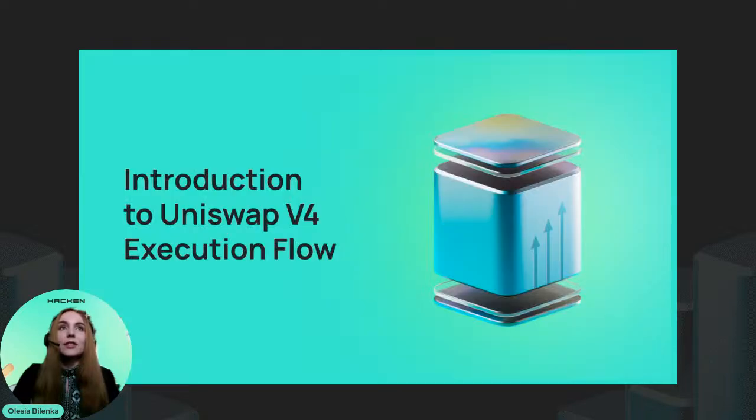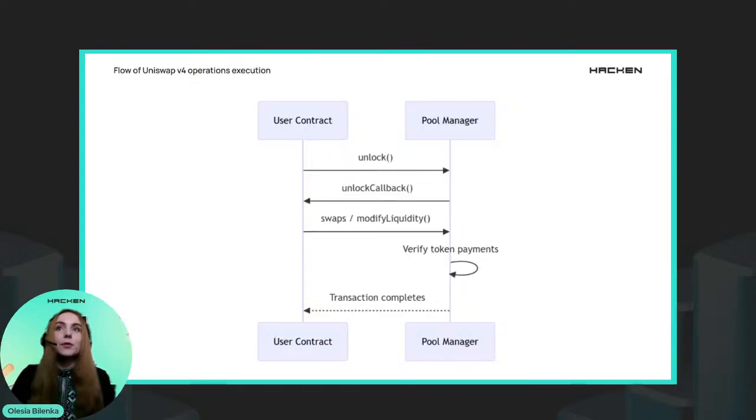What are flash and custom accounting? To understand that, firstly, we need to understand how operations in Uniswap V4 are executed. In this diagram, you may see two main actors, the user contract and the pool manager. The interaction may look a little bit complex, but we will break it down step by step.